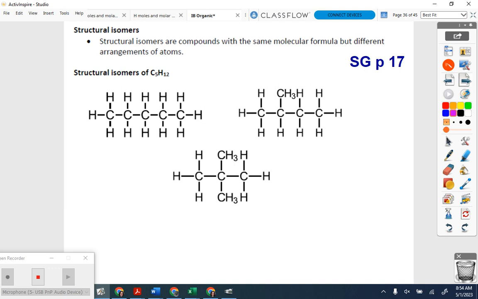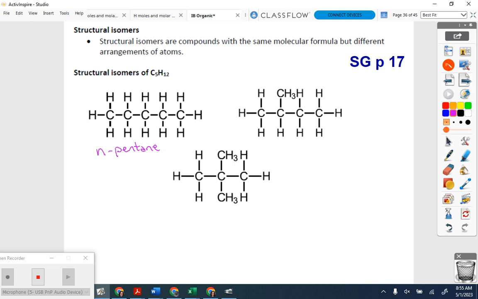Okay, so page 17 in your study guide talks about structural isomers. Structural isomers are where we have the exact same molecular formula, but fairly different molecules. So this is pentane. This is also known as n-pentane, because this is an unbranched, complete straight chain, just 5 carbons in a row. The n, I forget what it's actually supposed to stand for. I always think of it as normal pentane, like just the straight chain, okay?